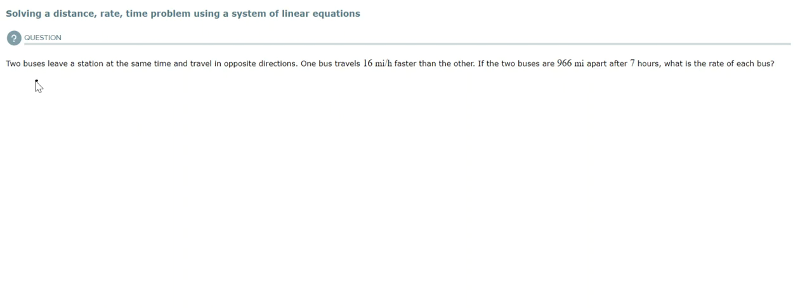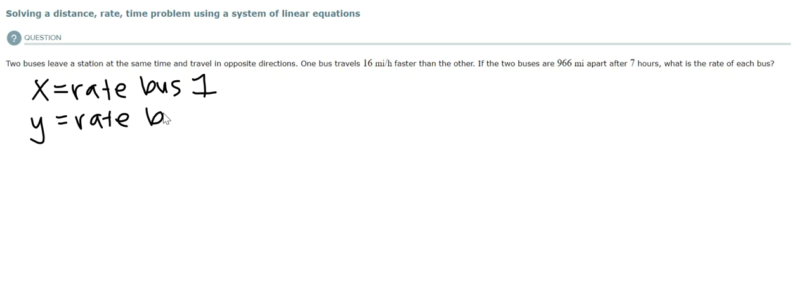I'm going to do x for the rate of bus 1 and y for the rate of bus 2. And now we're going to set up some equations. One thing to note is that distance is equal to rate times time, and that's something to keep in mind.